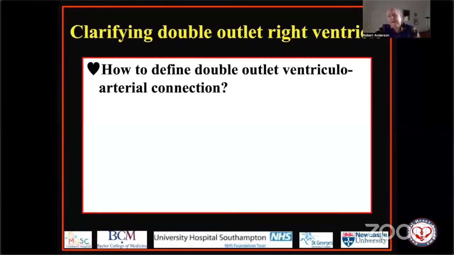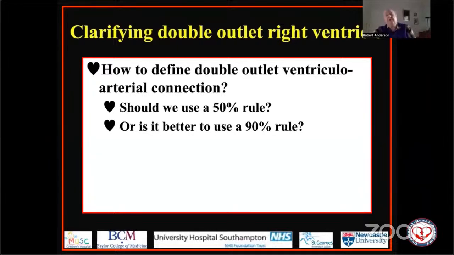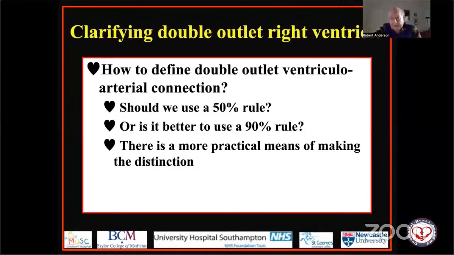So if double outlet can coexist with tetralogy, then how do we define double outlet in itself? Do we use a 50% rule? That can be difficult because it can be very problematic to decide when more than half of the aortic root is supported by the right ventricle. So instead, should we use a 90% rule? But then what happens when we have 75% override? Neither of those is perfect.